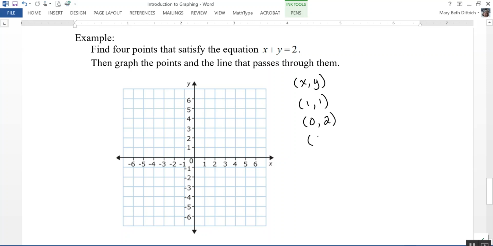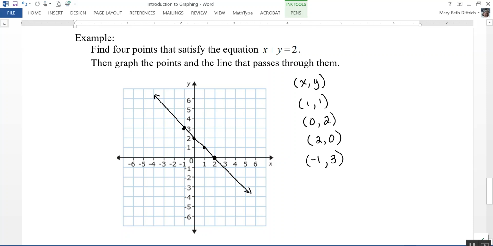Remember, these two numbers have to add up to 2. I can do the reverse of those. I can do (2, 0), because when x is 2, y is 0, and that equals 2. And then that's kind of about it for easy. What if x is negative 1? If x is negative 1, then y has to be 3. So let's go ahead and graph those points. So I have the point (1, 1). I have the point (0, 2). I have the point (2, 0). And then the point (-1, 3). And there's the line that passes through those points.